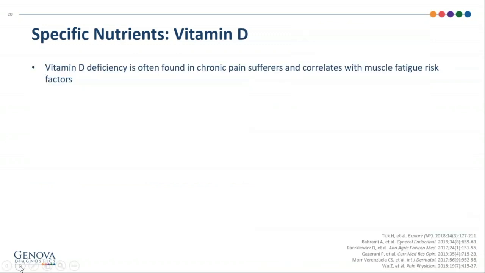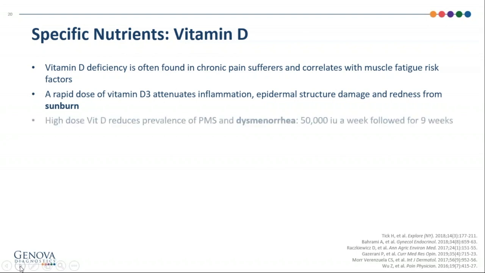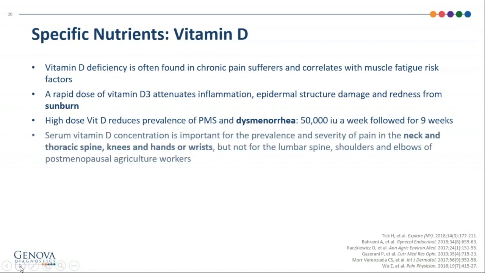Vitamin D has been known to help chronic pain sufferers and correlates with muscle fatigue factors. A rapid dose of vitamin D actually can improve sunburn and improve epidermal damage. Vitamin D also can help PMS and dysmenorrhea, and this is a study looking at 50,000 IUs given once a week for 9 weeks, and at that point they could see an improvement.